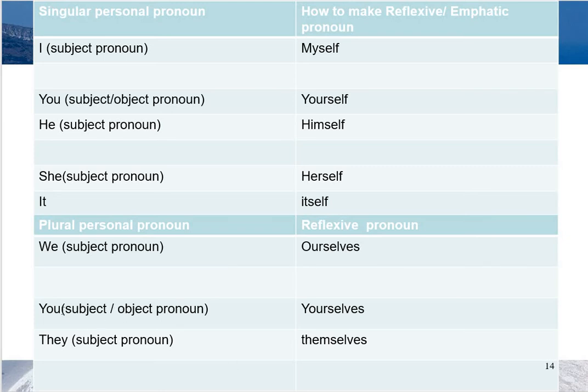You. When you speak you and you are referring to plural, so it would be yourselves. They, it will change into themselves. Please understand the concept of you. If you is referring to one person, it is yourself. If you is referring to more people, it would be yourselves. Okay.